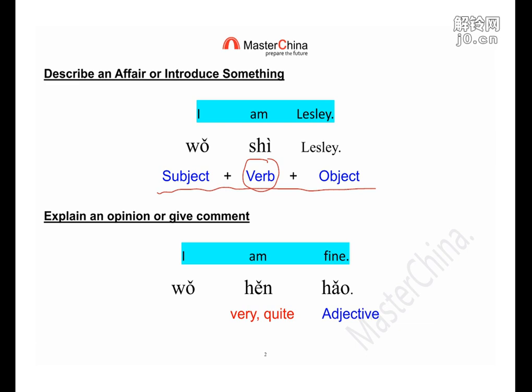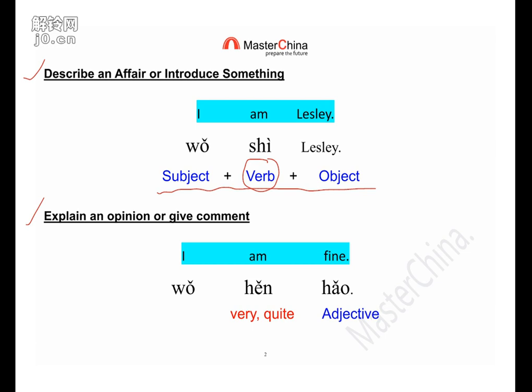And today, we will learn the second type of the expressions. Actually, in any language, there are two types of the expressions. One is describe an affair or introduce something. Another one, people want to explain their own opinion or give some comment about something or about a matter. So today we will learn the second one, explain an opinion or give comment. So let's look at these two sample sentences.